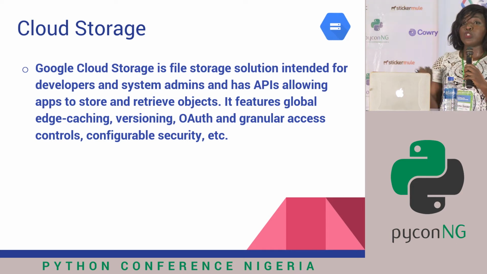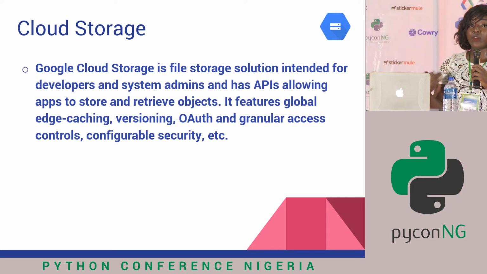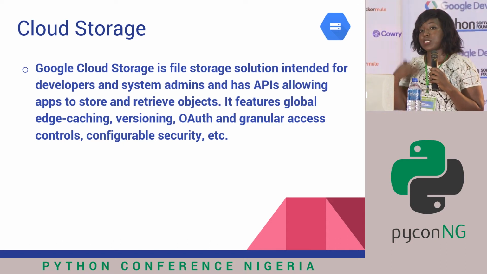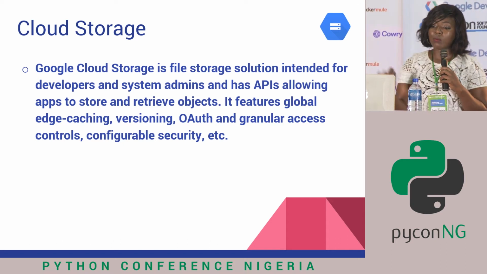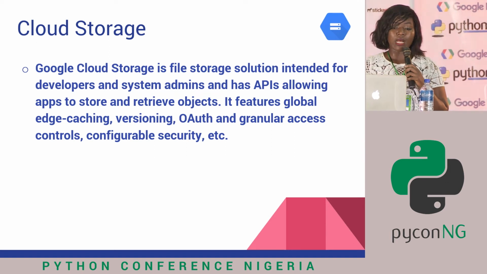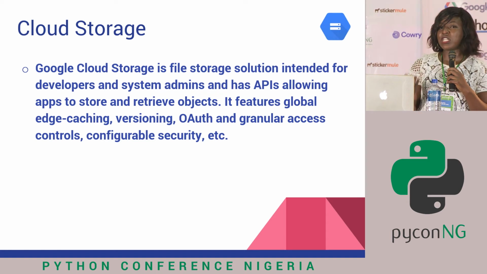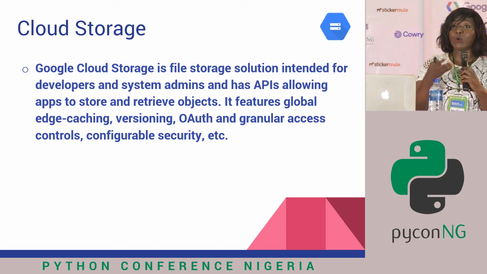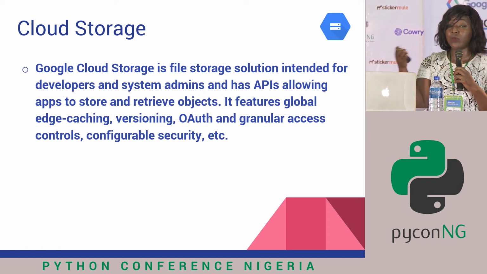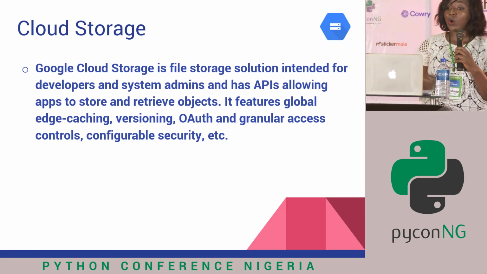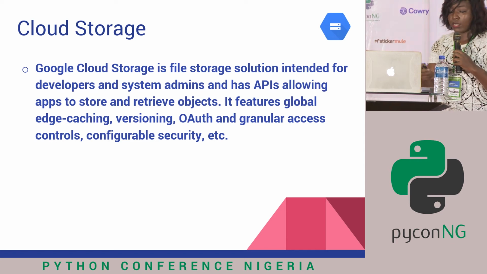Okay, so usually, what we use Cloud Storage for is we store files. Some of our users upload files to our servers, and we store them all on Cloud Storage, which is very cheap for us as a startup. Some of the things Cloud Storage allows is, it allows you to store and retrieve objects, which are not necessarily files. You can even host a website. You can serve a website from there. So it features global edge caching, versioning, OAuth, and other things.